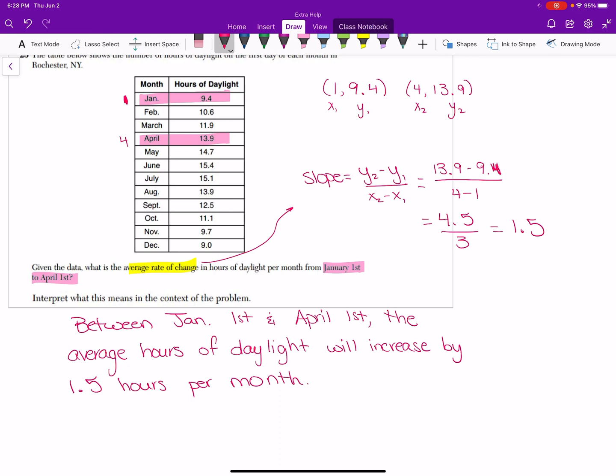It's happening each month. You can see in the table too that we went from 9.4 up to 13.9. So that's another reason why it's increasing. Anything along those lines with that description would work for this question.